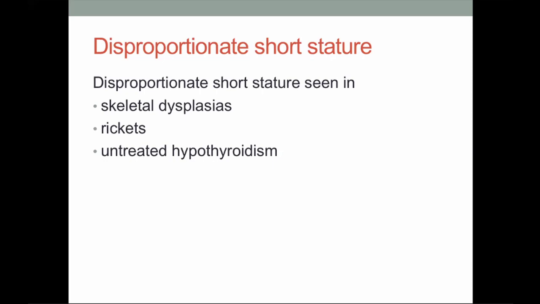So the causes for disproportionate short stature are the skeletal dysplasias, things like achondroplasia, where you have shorter limbs than your trunk. Both are short, but your limbs are shorter. So skeletal dysplasias are classic conditions which lead to disproportionate short stature. Same with rickets, right? And untreated hypothyroidism. Severe untreated hypothyroidism, rickets, and skeletal dysplasias. These are the three conditions which, at your level, you need to know which lead to disproportionate short stature.